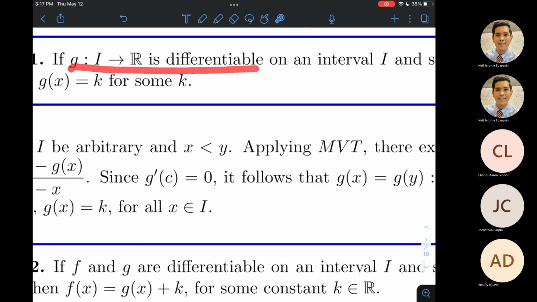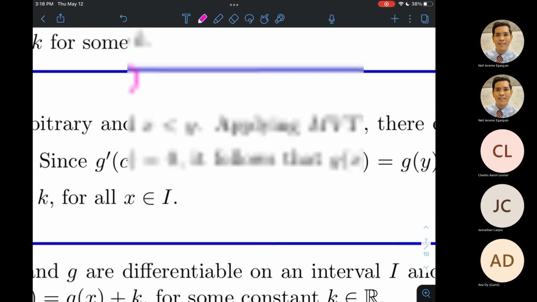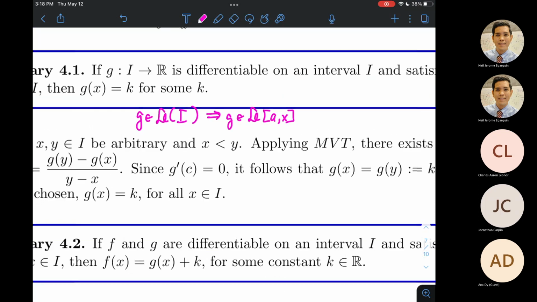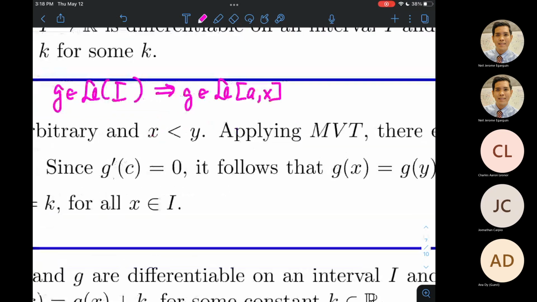Okay. Now, dapat meron ako ditong insert na idea. So, G is differentiable on I. This will imply that G is differentiable at every number on the interval I. So, kung siya ay differentiable sa lahat ng number sa loob ng interval I, then that means G will be differentiable on the closed interval XY. Or actually, kailangan ko lang yata ay open. So for sure, this would be differentiable on the open interval XY.